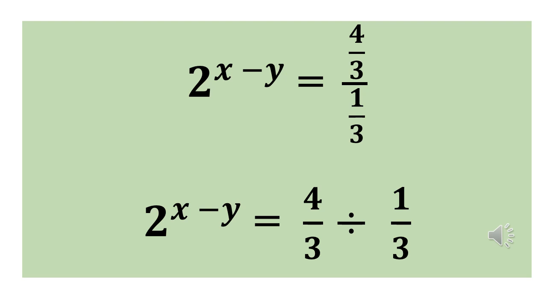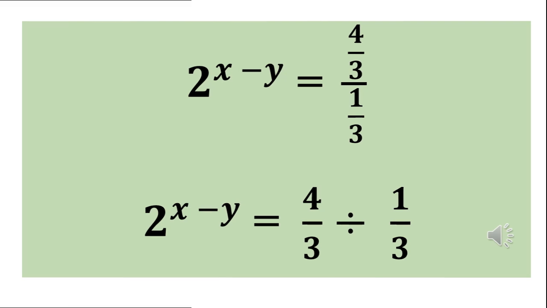So what we have now is, since 2 raised to power x minus y equals 4 over 3 over 1 over 3, now the line between 4 over 3 and 1 over 3 is the same thing as division. So we can change it to a division sign. So we have 2 raised to power x minus y equals 4 over 3 divided by 1 over 3.